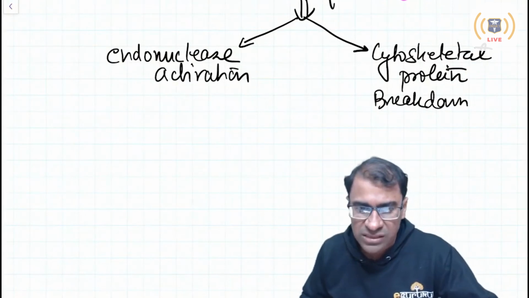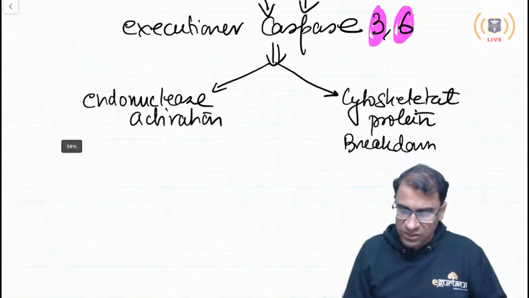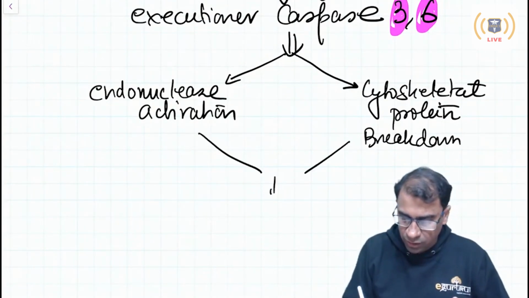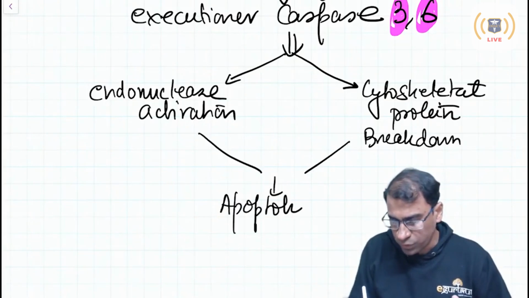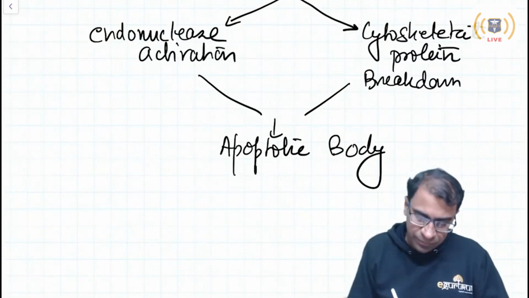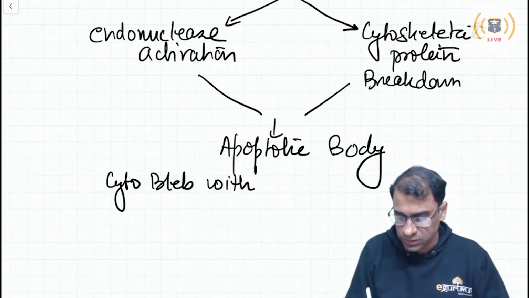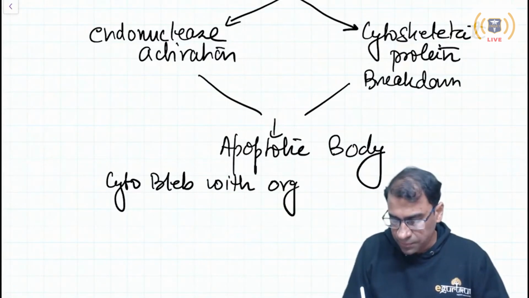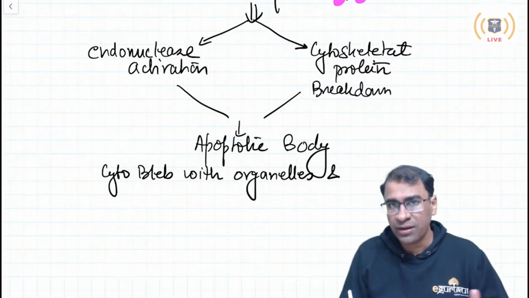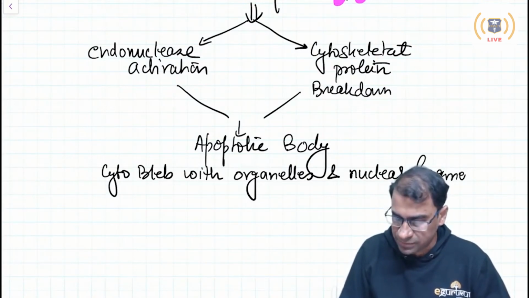Now see, if you look at all these things in a cell, what has happened till now? Let's complete this whole thing. These two will lead to formation of apoptotic body. Now, what is an apoptotic body? Apoptotic body is a cytoplasmic bleb with the organelles and the nuclear fragmentation, and the fragments of nuclear material.